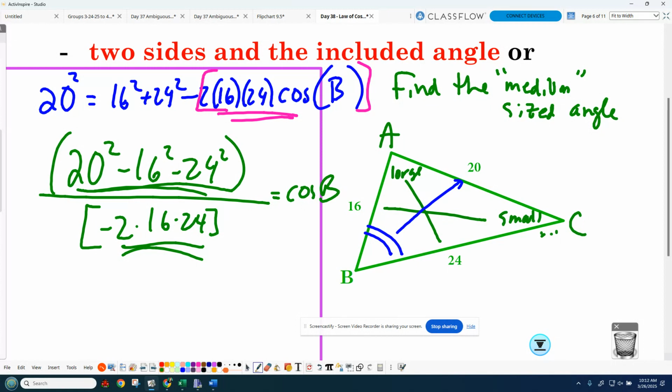Dante, did you get an answer? Well, that calculator's doing funny business. What'd you get? 0.56? 0.56?